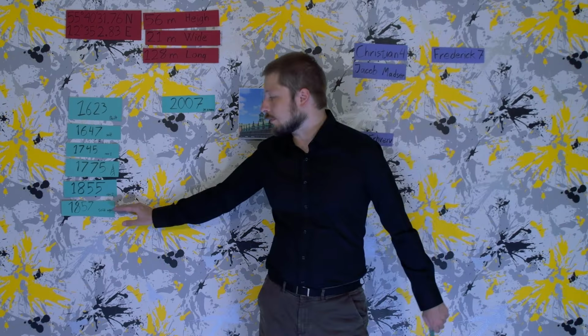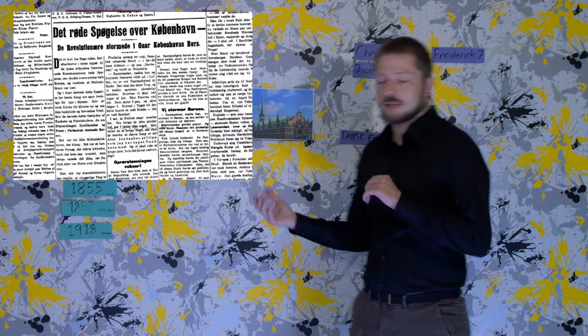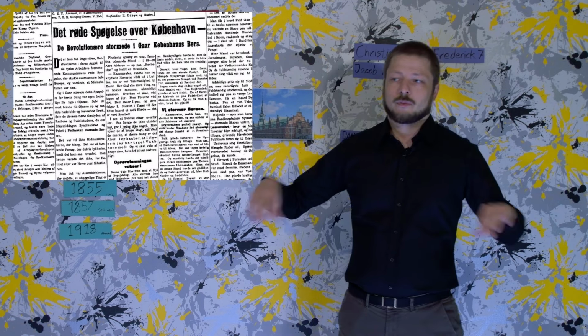So if we continue our timeline from 1857, the next important thing happened in 1918. This is the year where the attack on Børsen happened. Now the attack on Børsen was a one-day event in the middle of the First World War. Now Denmark was neutral in the First World War, but our economy was severely hit by Germany and Britain and the other warring parties basically sucking up all the resources for their own wartime production.